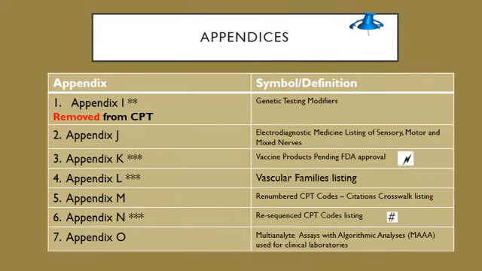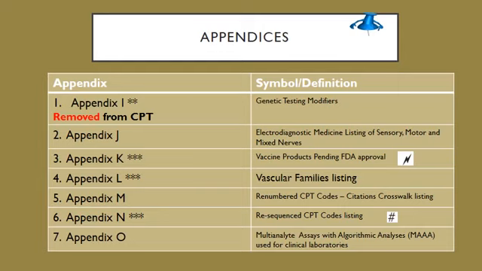Appendices continue. Appendix I is for genetic testing modifiers. J is for electrodiagnostic medicine listing of sensory, motor, and mixed nerves. Appendix K, this is important because it's got the asterisks. The product is pending FDA approval. Actually, there's like 7 codes in the entire book that have that flash symbol or that flash lightning bolt, whatever you want to call it. But it means that the FDA has not approved the code yet, or the procedure, or whatever.